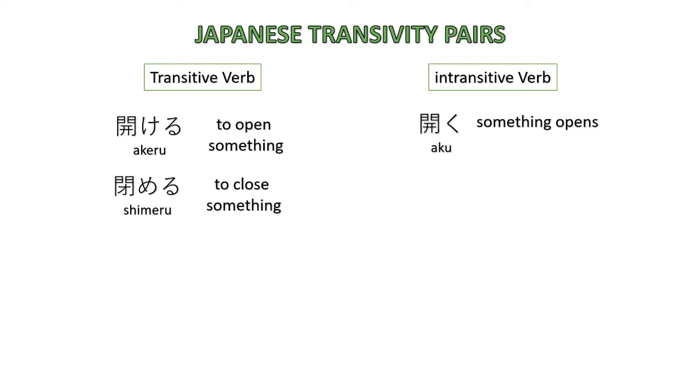Other examples, so shimeru, to close something. So I close the door, I close the window, okay, shimeru. And its intransitive verb counterpart is shimaru. So something closes, the window closes, the door closes.